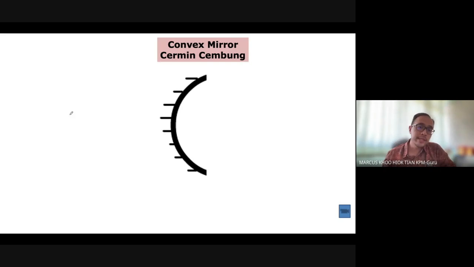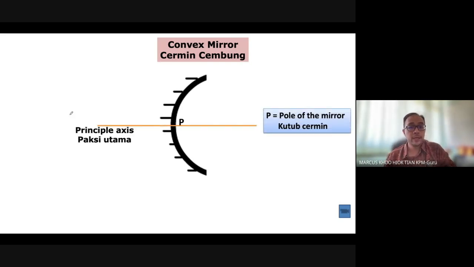So let's start again. The middle line is always called the principal axis. Let's label P as the pole of the mirror. Now, we're going to do this slowly. The first one is the first parallel ray over here, and it's going to diverge out. Once you draw the diverging line, I want you to extend it a little bit, just like yesterday with the concave lens.